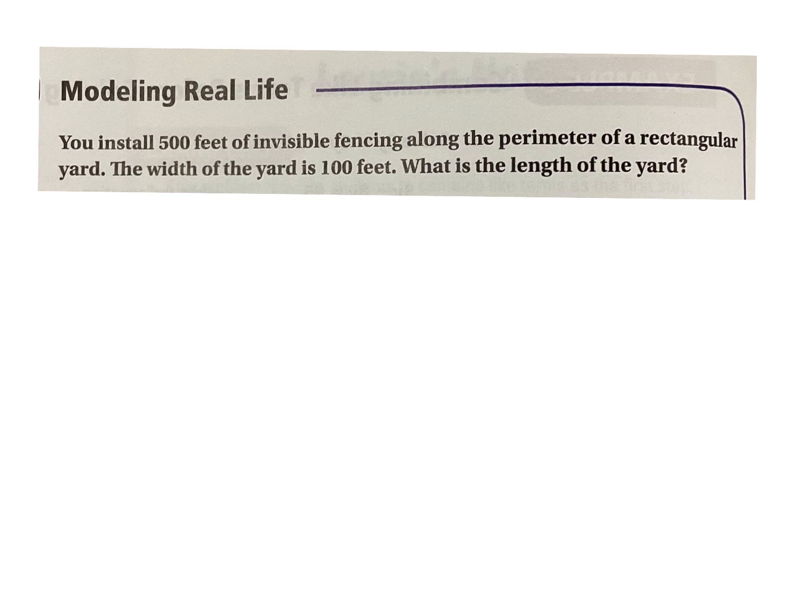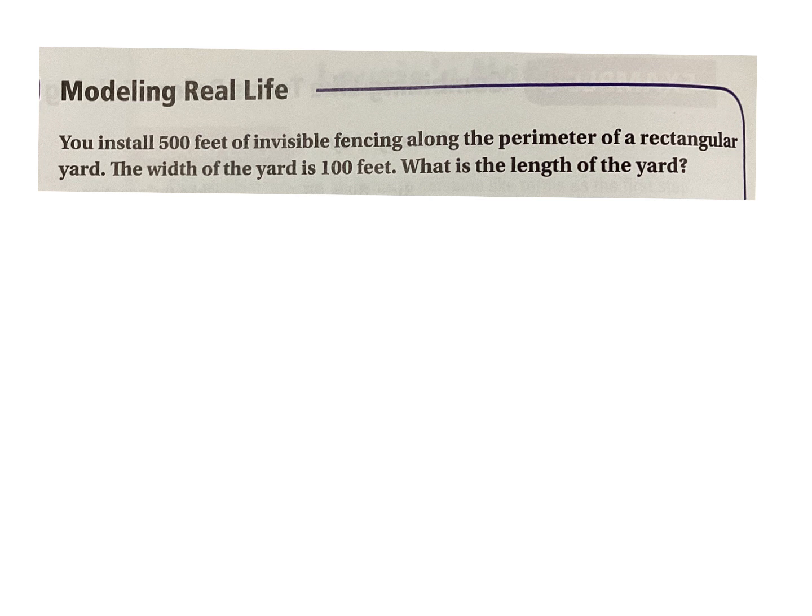This is the word problem section of 4.3. Going to go over one example here, and then we'll do a couple problems where I'm going to have you try it on your own, and then you can come back and watch me. Okay, so let's look at this problem. You install 500 feet of invisible fencing along the perimeter of a rectangular yard.